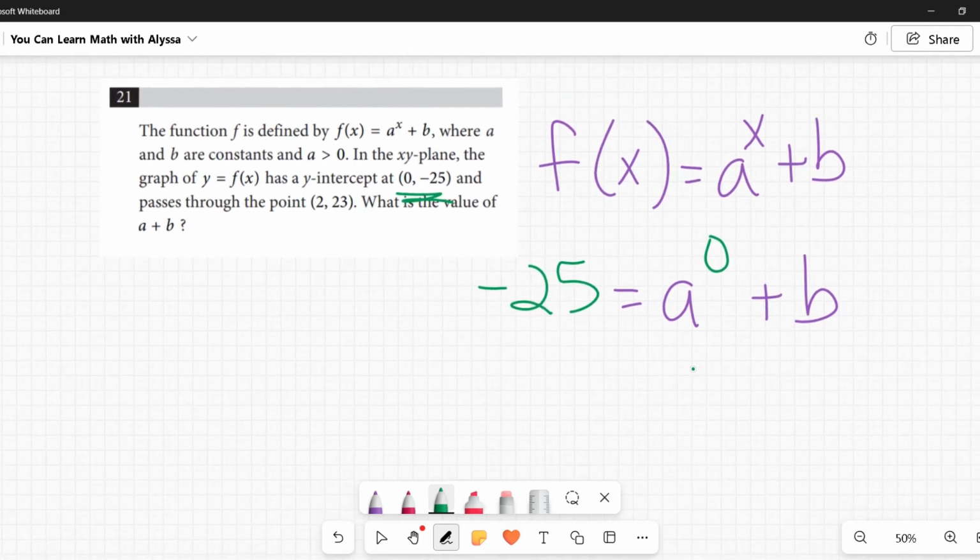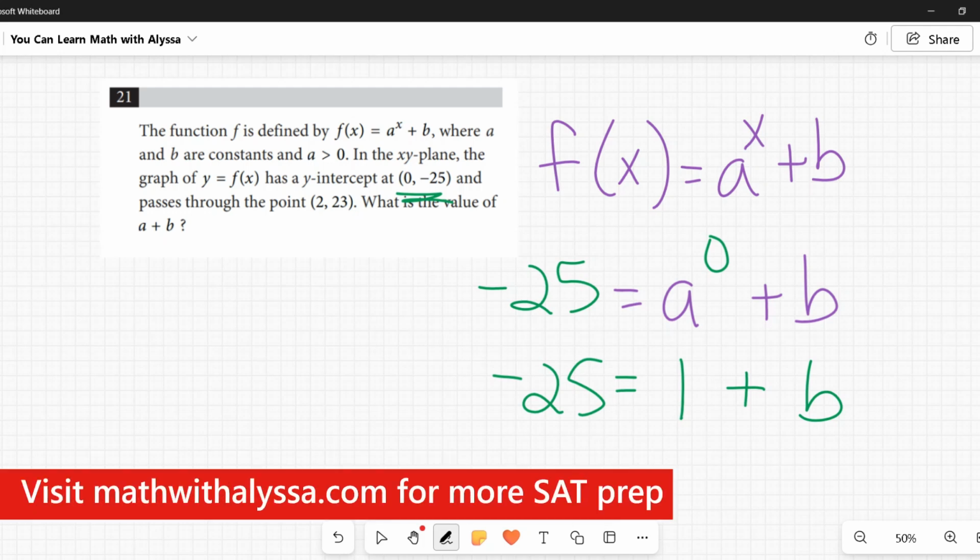Because even though I still have two constants here that I need to solve for, a and b, what is any number to the power of 0? It's 1. So a to the power of 0 is just 1. So I've gotten rid of one of those variables, which represent a constant in this case, because I cannot have two variables that I need to solve for in a single equation. I have to get rid of one of them.